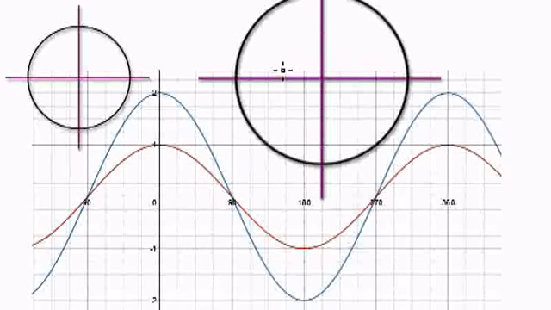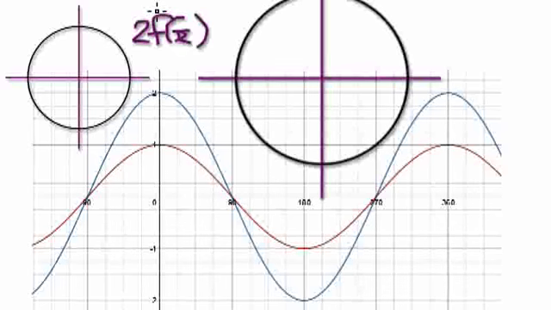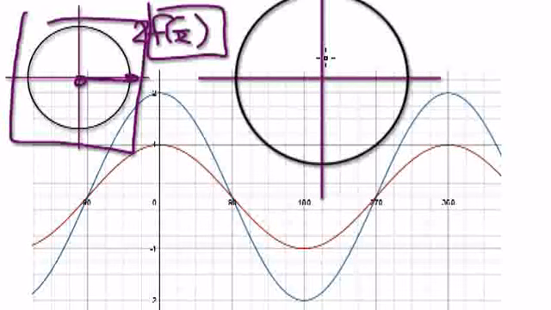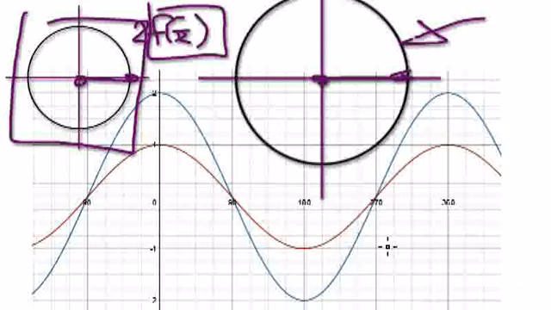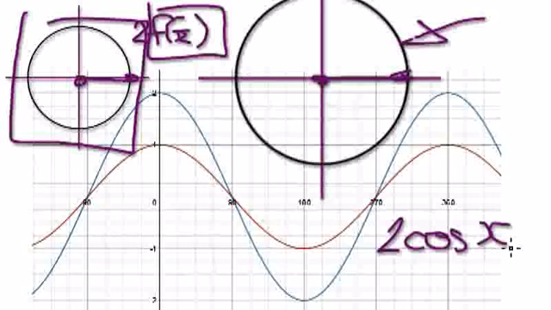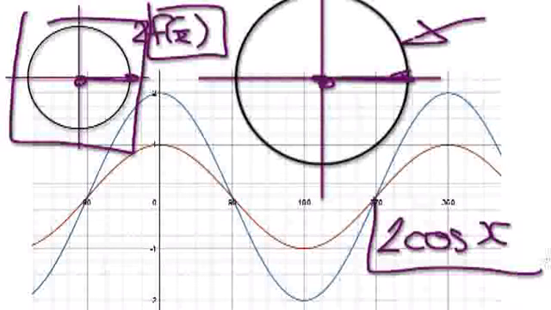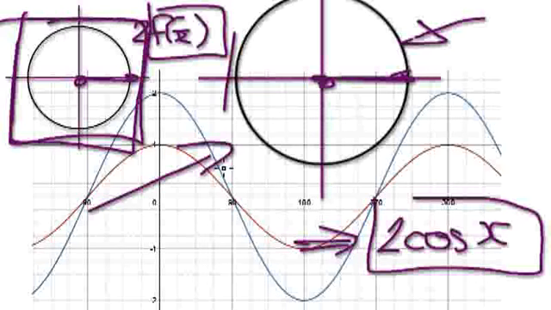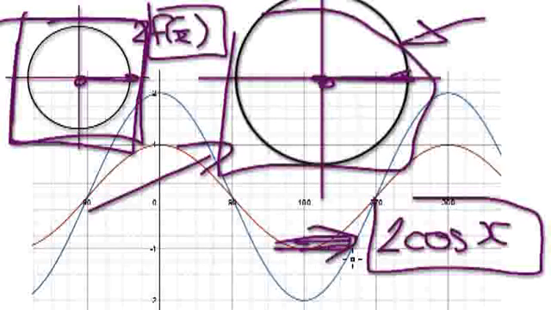So one way of trying to understand 2 f of x: f of x, you can imagine as a circle of radius 1, and 2 f of x would mean a circle of radius 2. This is just another way of us trying to understand 2 cos of x, to imagine a circle of radius 2. We're using these circles as a way to try and understand 2 cos of x.